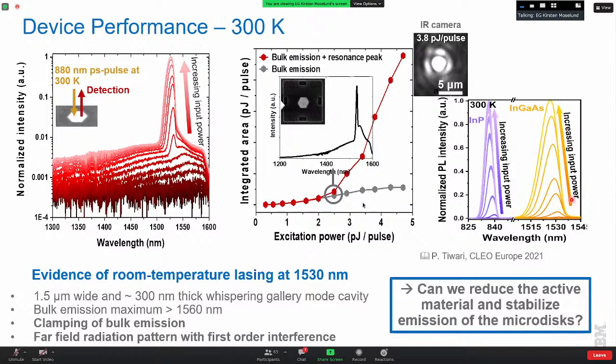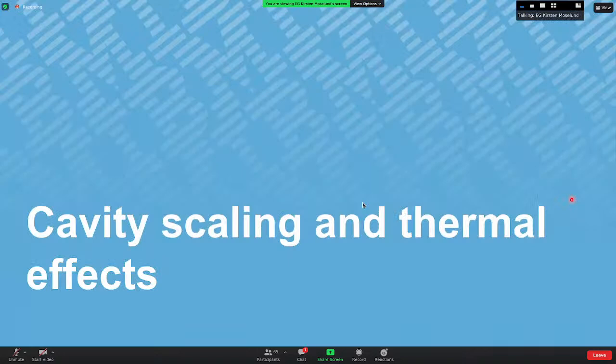So we're interested in general in reducing the size of the active material and stabilizing the emission of the microdisc. And this is because we are, again, really working with silicon electronics in mind. And in this respect, the III-V photonic components are still very large, even if they're, let's say, just a few hundred nanometers. And this is what I look at in the last part of my talk, which is cavity scaling and thermal effects.